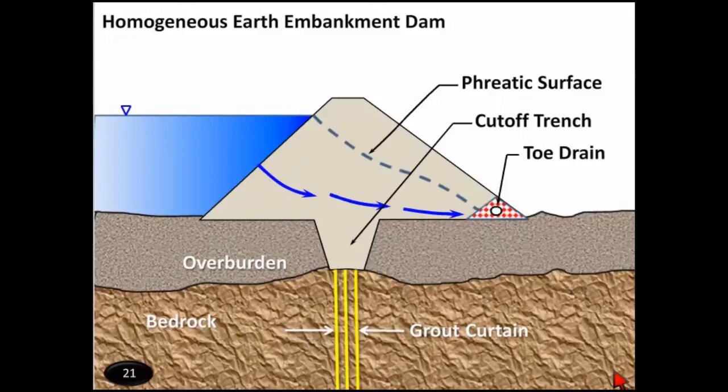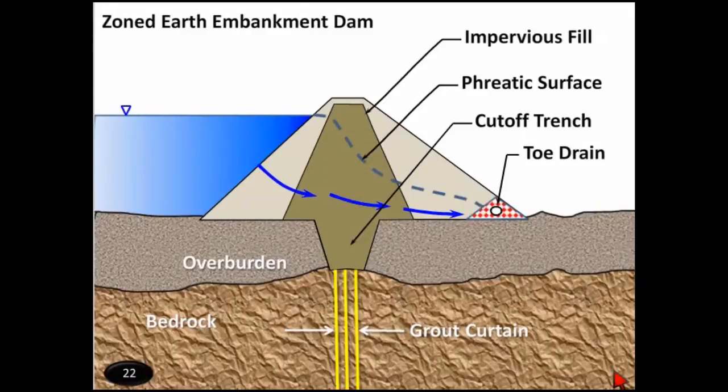And to control the seepage through the bedrock, they could excavate a trench and make like a concrete cutoff wall. Or the more common practice is to grout the foundation by drilling holes into the rock and then pressure injecting grout. In some cases, it can be a single line grout curtain. In other cases, it can be 3 lines, depending upon how much verification and water tightness you're trying to accomplish.